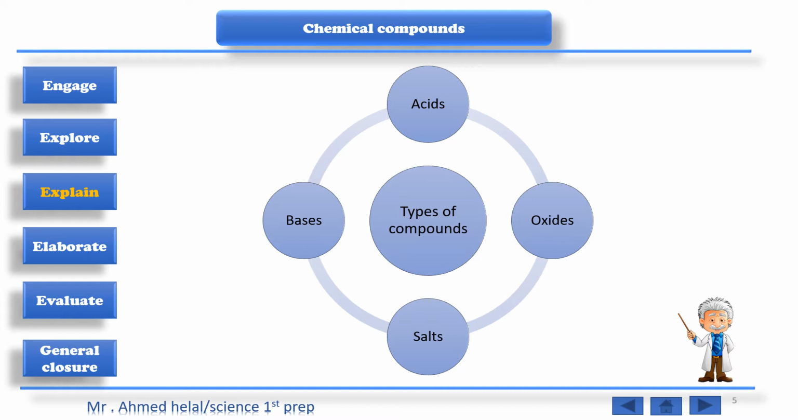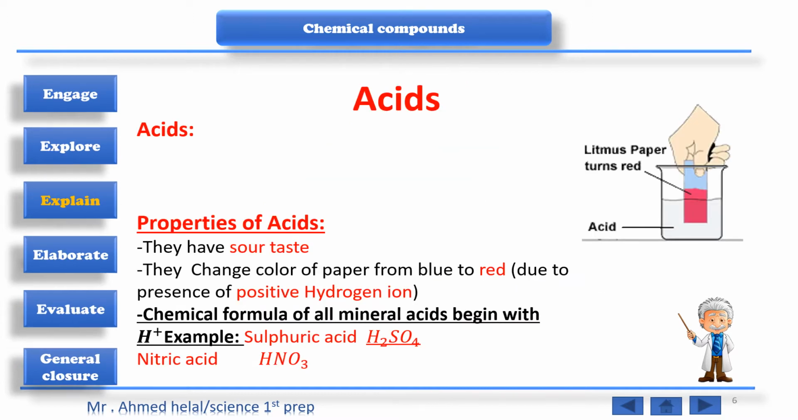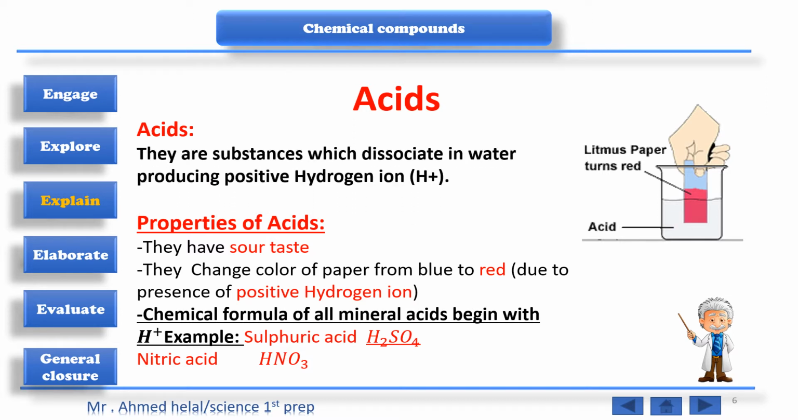And now we'll study the types of compounds. We have four types: acids, bases, salts, oxides. In this session, we'll study the difference between acids, bases, salts, oxides. First, we'll talk about acids. What are acids? They are substances which dissociate in water, producing positive hydrogen ions. So when we see positive hydrogen, this is acid, okay?